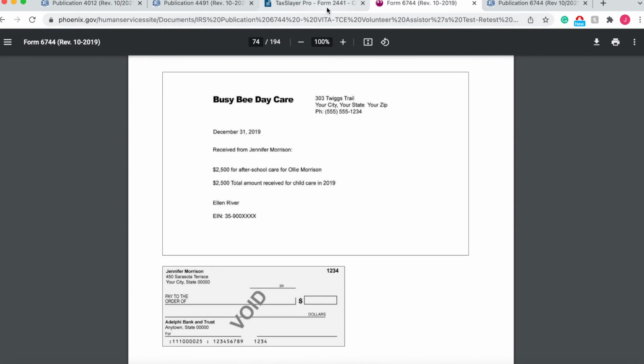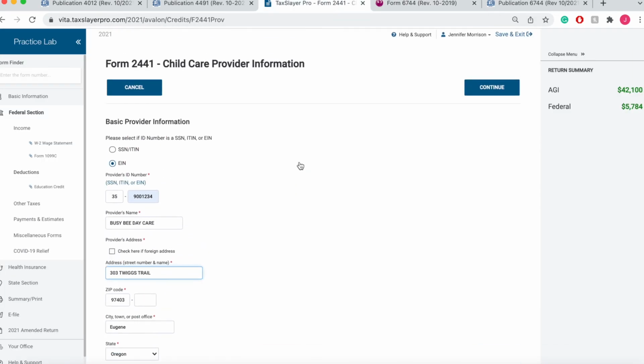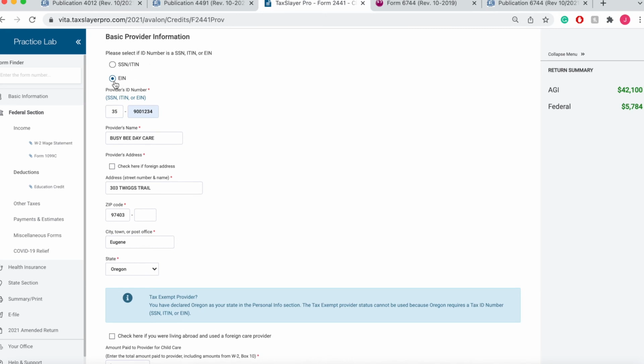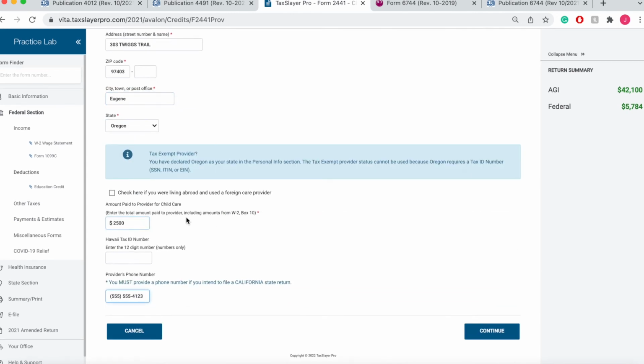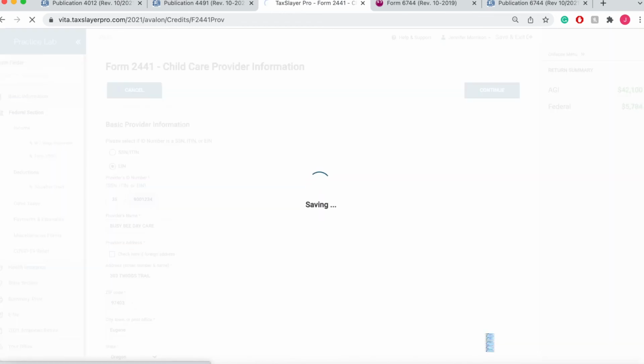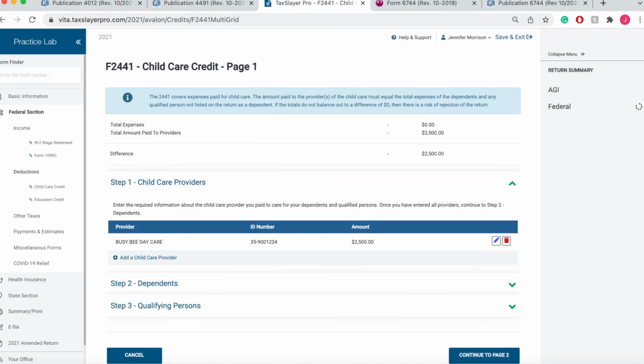And so that phone number matches there. And so we see here we've entered their identifying number right there. We've entered the name. We've entered their address, the zip code, and so on. And we enter the amount that we actually paid to the provider. And so we are done with that as well.